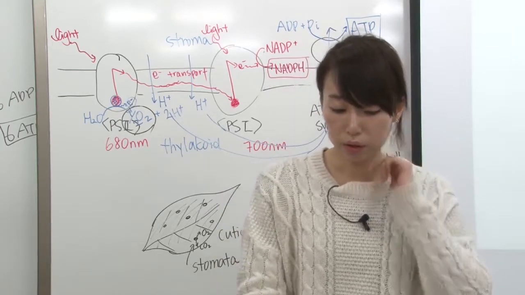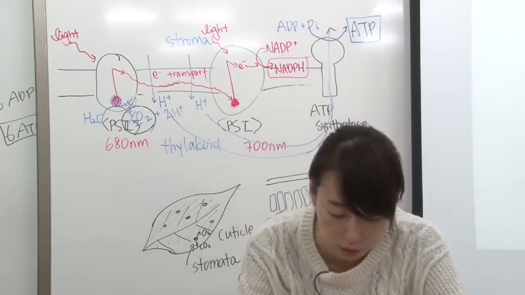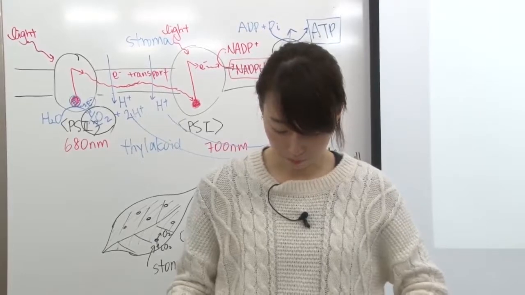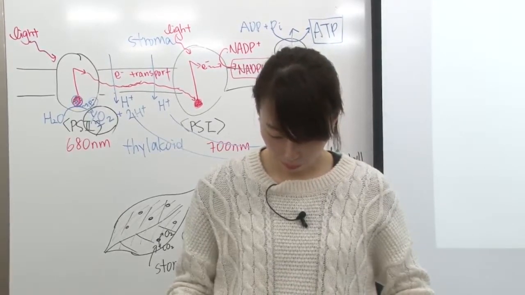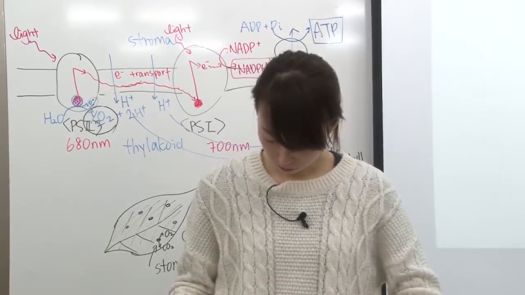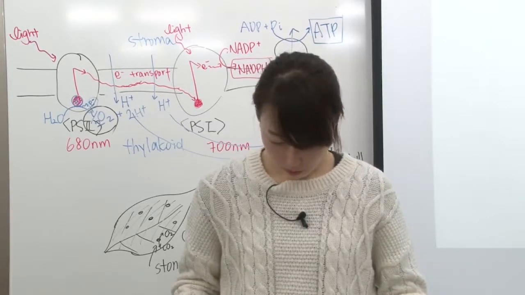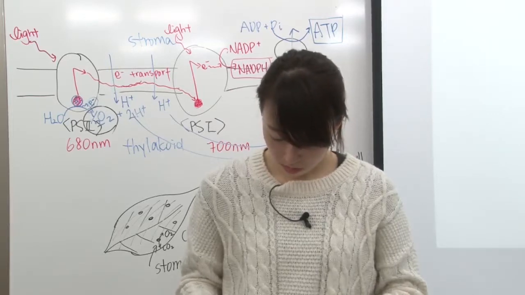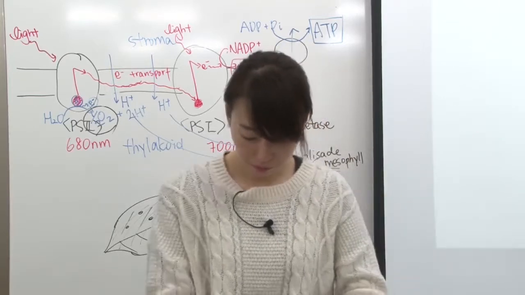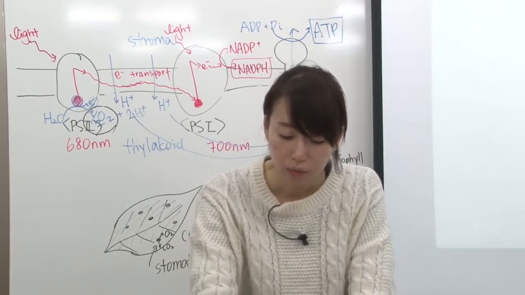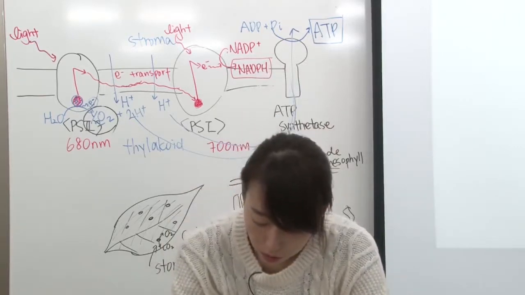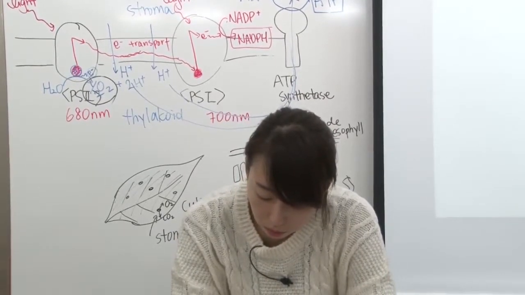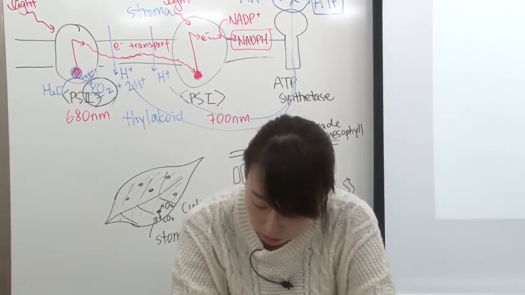Number 9, all of the following statements about photolysis are correct except. Okay, so the term photolysis actually appears on page 103. Okay, so water is broken down by a process called photolysis into electrons, protons, and oxygen atoms.